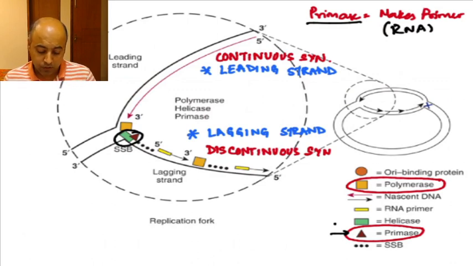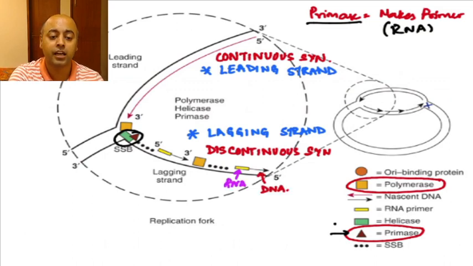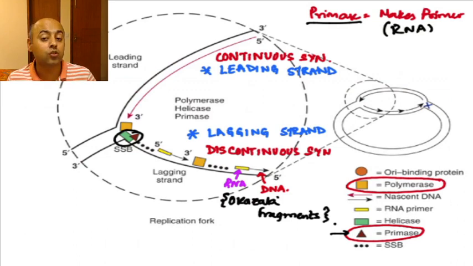Okay. On the lagging strand, you can see there are fragments where the yellow part is there and the black part is there. This is having both DNA and RNA. The part which is in yellow is the RNA structure. The part which is in black is the DNA structure. So you can see fragments containing both DNA and RNA. These fragments are known as Okazaki fragments.